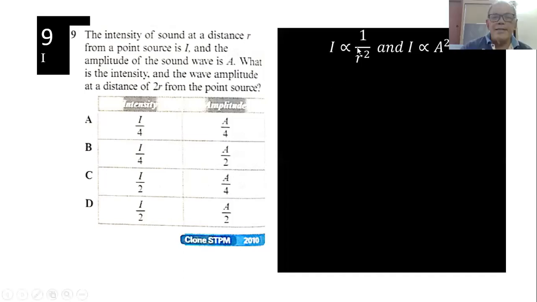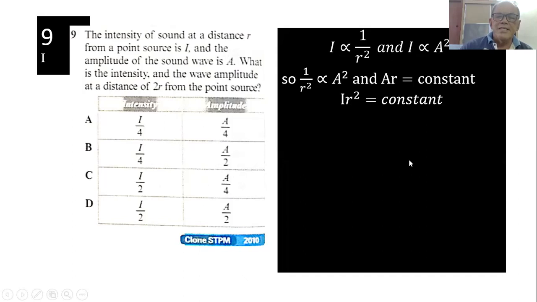Use this formula. I is inversely proportional to R square. I is proportional to amplitude square. And I R square is proportional to A square. So you can take R across there and take the square root. It's a constant. So we use I R square is constant.